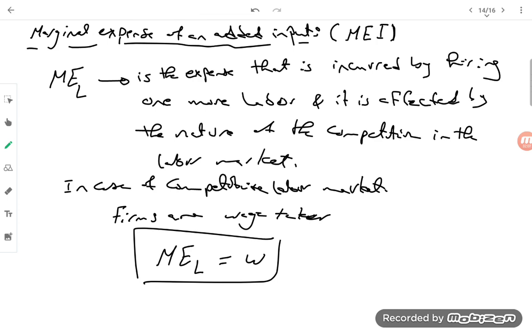Next time we are going to talk about short-run demand for labor when both product and labor markets are competitive, and long-run demand for labor when both labor and capital markets are competitive.